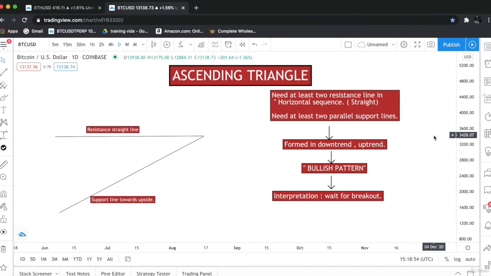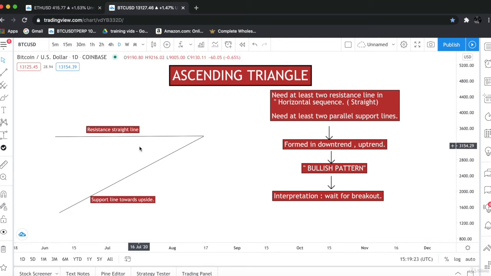Hello everyone, this is the ascending triangle chart pattern. The ascending triangle needs at least two resistance lines in a horizontal sequence, which means at least two straight lines, and needs two support levels to the upside to be valid. Two taps on the trend line is mandatory. Anything above that is bonus and furthermore confirmation.